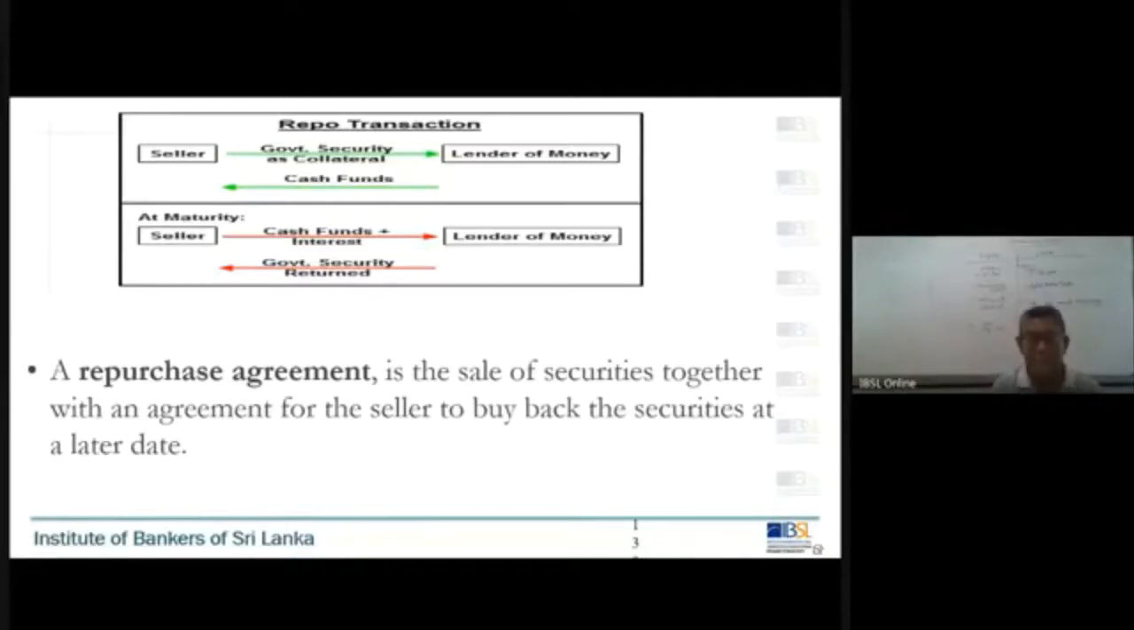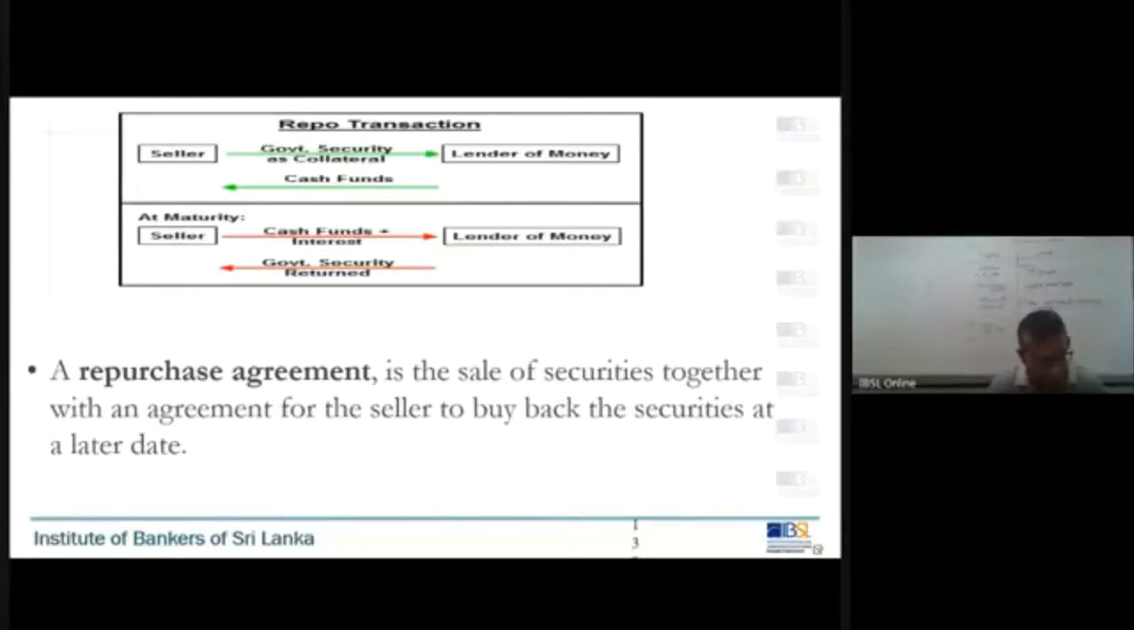Now the seller, the lender of money. Here we take an example: some banks, if they have excess money, deposit the money with the central bank and collect the deposit again the next week. For that they will take some interest. Okay, right, that is a repurchase agreement.